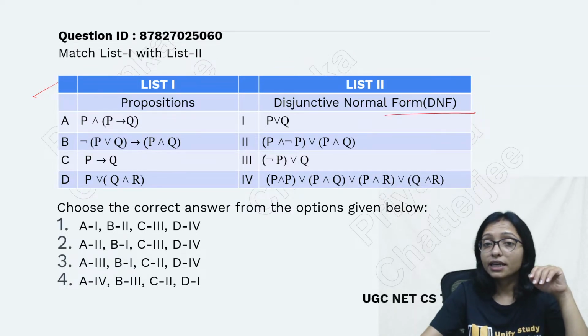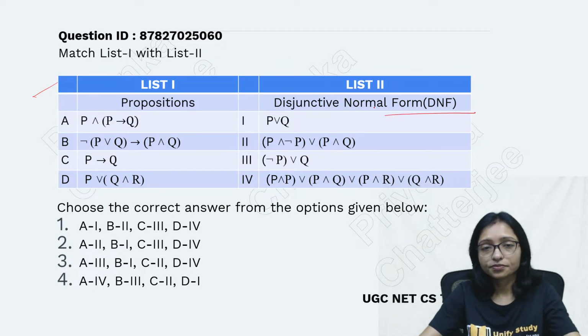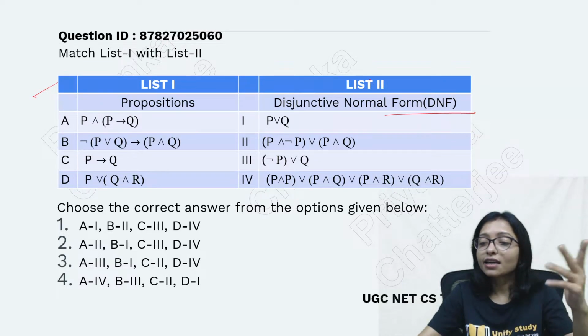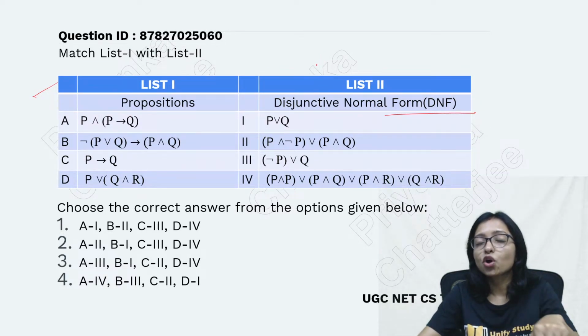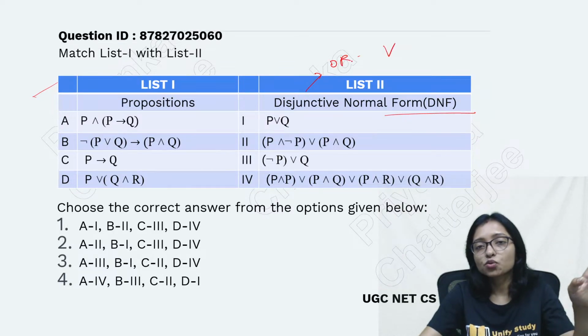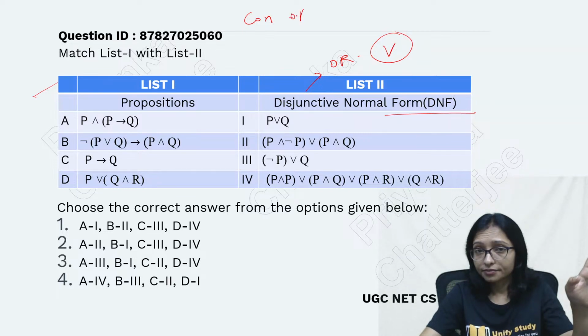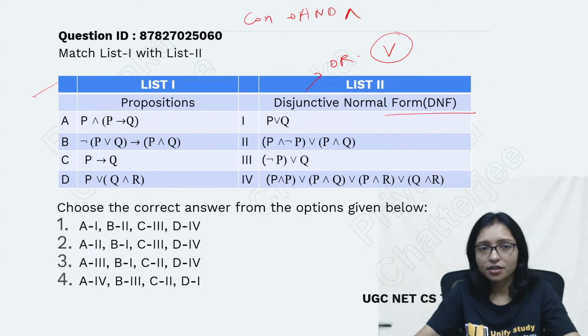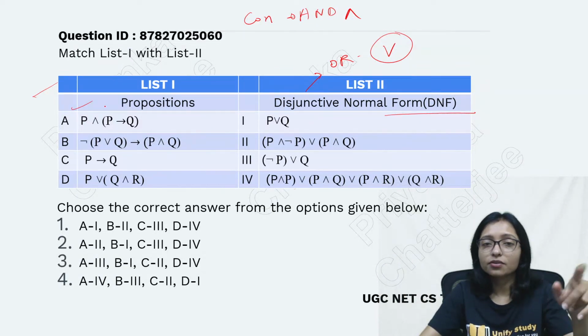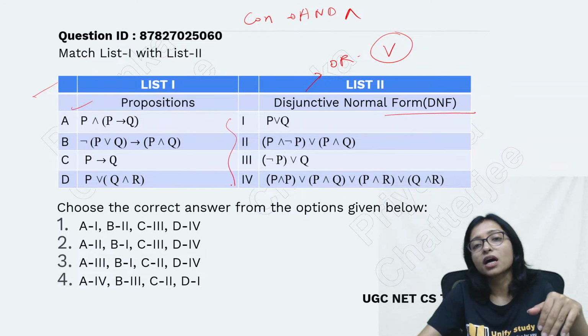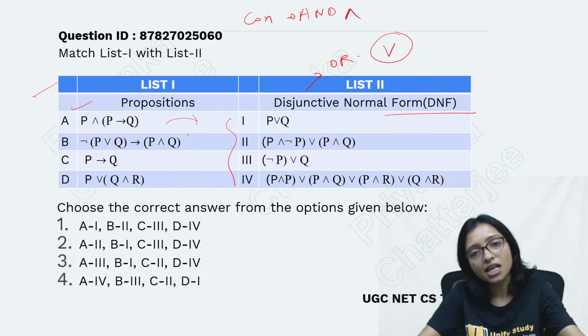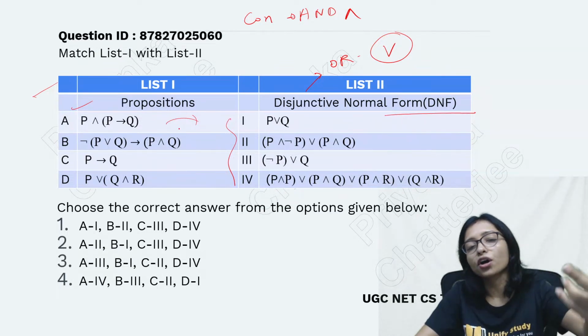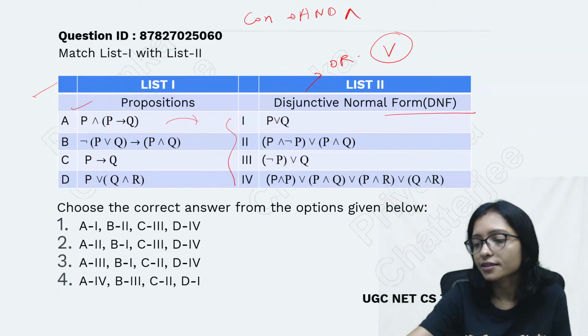You have to do the DNF, disjunctive normal form. Conjunctive means and, disjunctive means or, nothing else. Disjunctive means or, that means this one. And conjunctive means and, that means this one. That is the difference. So now here is the proposition given. You need to match it with the disjunctive normal form, which means just simplify and change it into or form, and tell me what will be the answer.